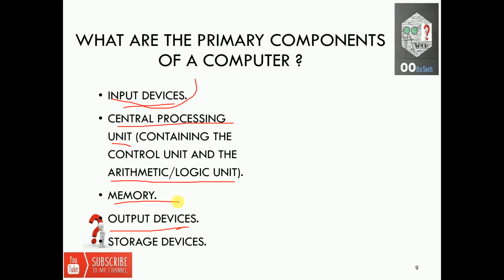We get the output on the monitor. Monitor is an output device. We get the printout through a printer. Printer is an output device. We can listen to songs and movies on the speaker, so the speaker is an output device. And storage devices: the hard disks, the pen drive, all these are storage devices where we can keep our data. So these are the primary components of a computer. In any computer you will get these five things, must.